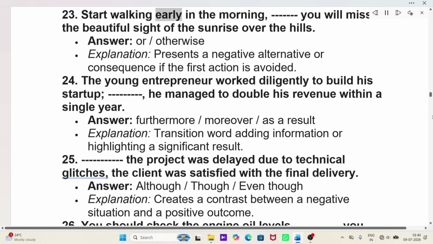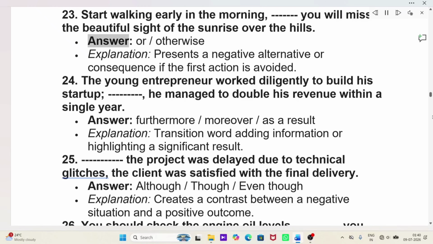23. Start walking early in the morning, you will miss the beautiful sight of the sunrise over the hills. Answer: or / otherwise. Explanation: presents a negative alternative or consequence if the first action is avoided.